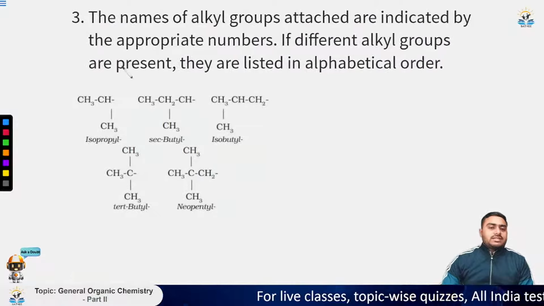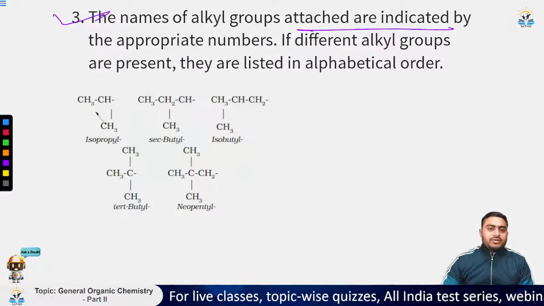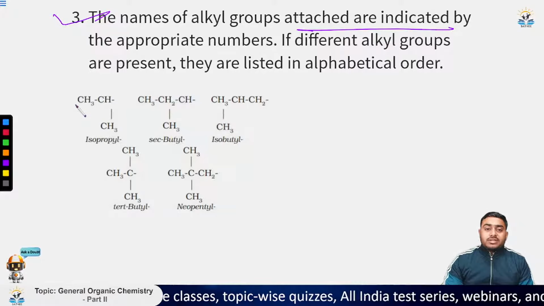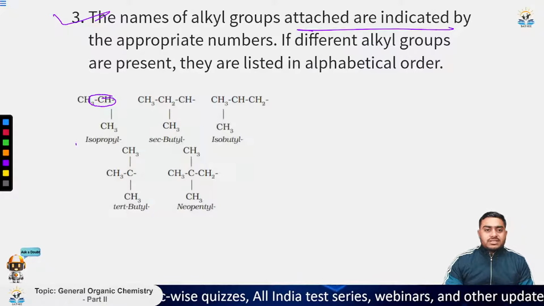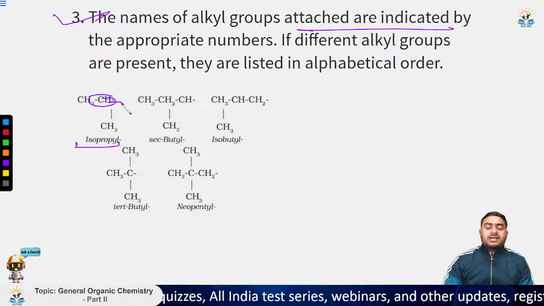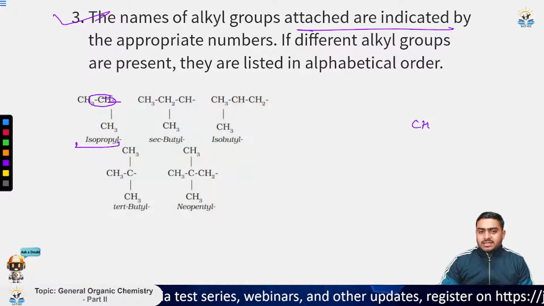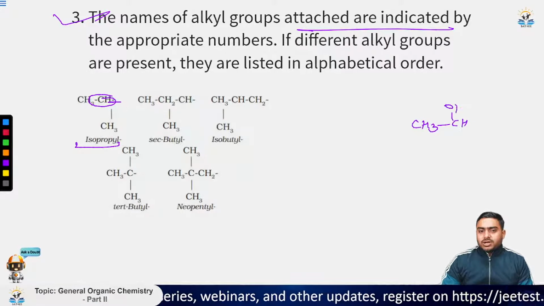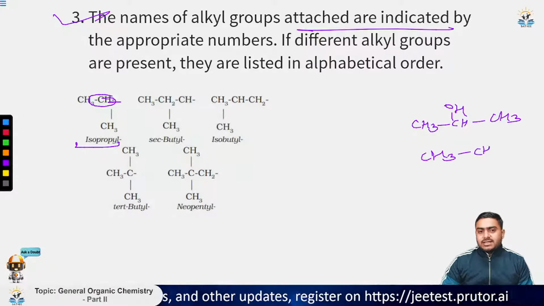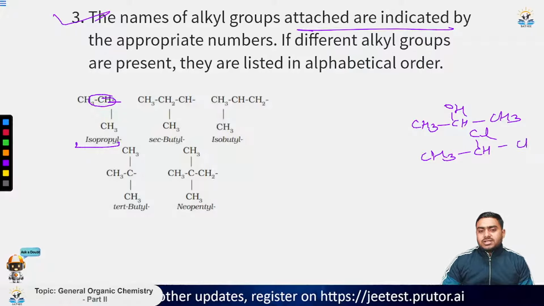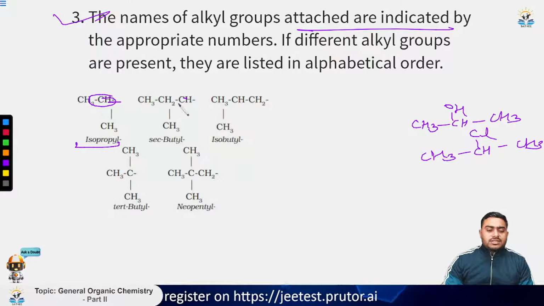The names of alkyl groups attached are indicated by the appropriate numbers. You can see these groups, and you have to learn these groups. When a carbon is attached to two methyl groups, this is named isopropyl, and the second carbon is attached to any other group. Suppose I am writing CH3CHOHCH3, this will be isopropyl alcohol. Suppose I am writing CH3CHClCH3, this will be isopropyl chloride, right? You can see the second carbon, this is 1, 2.